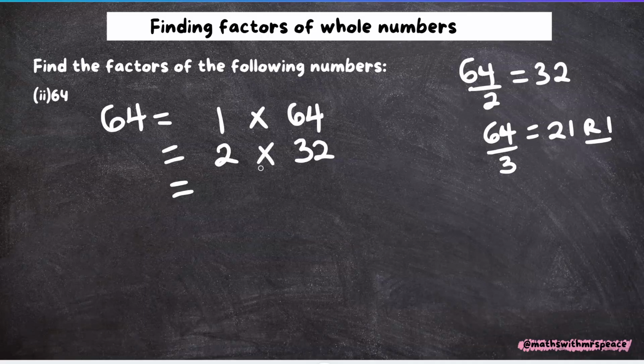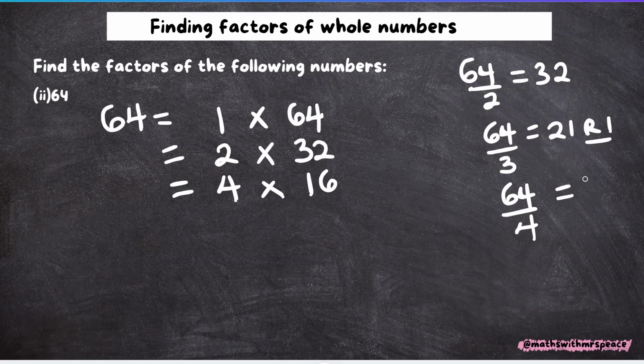So next we're going to try 4. We know that 64 will be 4 times 16. Feel free to try that on the side. Do 64 divided by 4. 6 divided by 4, you're going to get 1 remainder 2, and 24 divided by 4 is going to give you 6. No remainder, you know that that's a factor. The next number is 5. You can clearly see that 64 divided by 5 is going to give you 12 remainder 4. And because of that remainder, 5 is not a factor.